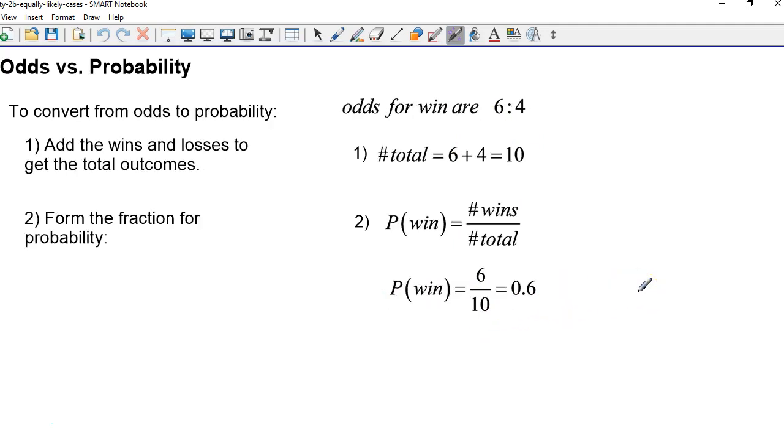If you want to go the other way around, to convert from odds to probability, if you're given that the odds for winning are 6 to 4, then you can add the wins and losses together to get the total number, and then re-express it as a probability, which is the number of wins divided by the total number. Okay? So it's just 2 different ways to write the same thing, likelihood. Honestly, I prefer probability because I think of it as a percentage, and the higher the percentage, the more likely it is. But odds are used frequently, especially in gambling scenarios.